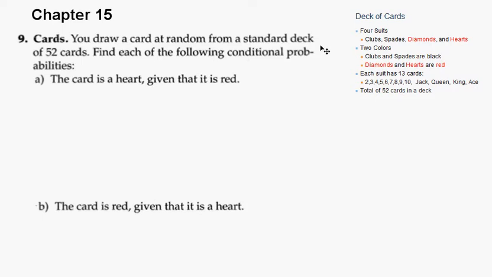Before we dive in, let's take a look at a deck of cards in case you're not familiar. There's a total of 52 cards, broken up into 4 categories, or suits: clubs, spades, diamonds, and hearts. The clubs and spades are black cards, and the diamonds and hearts are red. Each suit has 13 cards: 2 through 10, and then a jack, queen, king, and ace. So that's what we're working with.